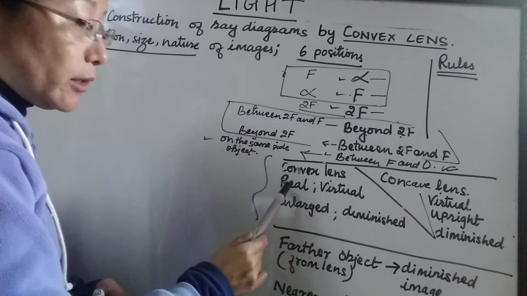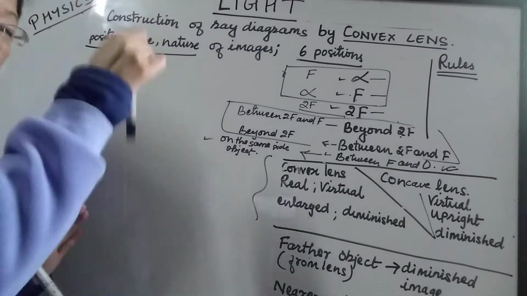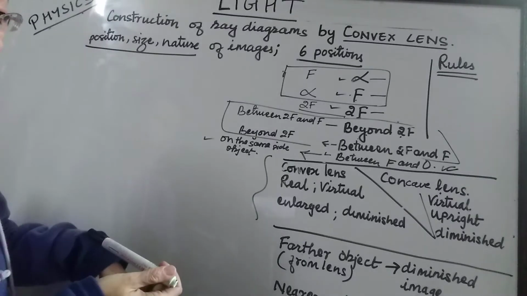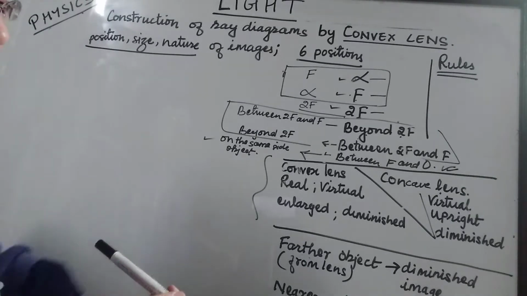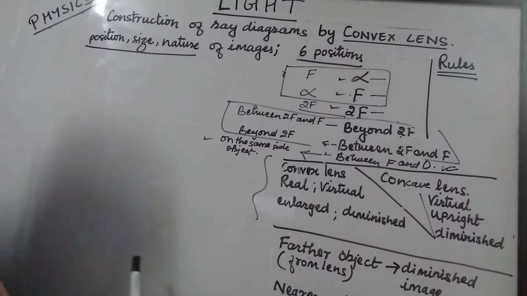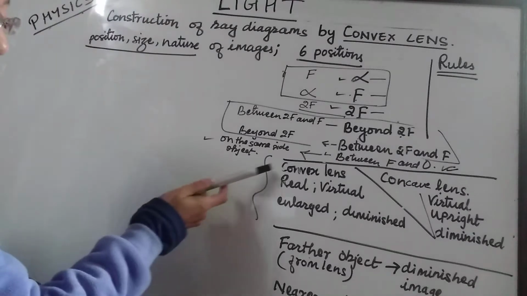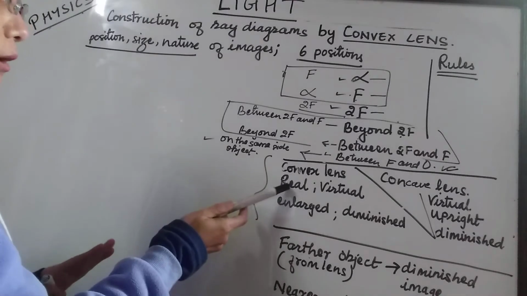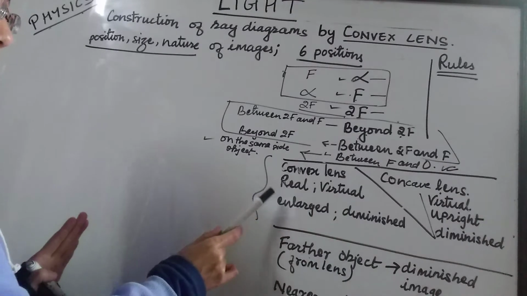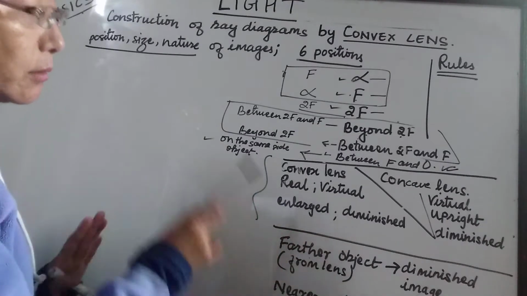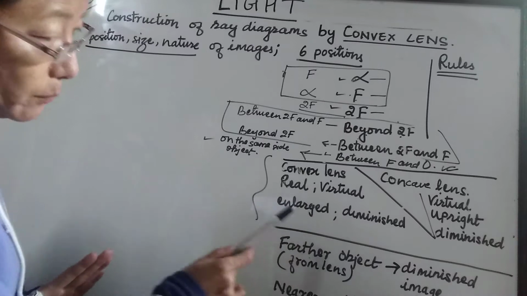Whereas for a convex lens, if the image is real, it is always inverted. Again, real is always inverted. And it can be enlarged as well as diminished. So for a convex lens, we will see images that are real as well as virtual, bigger as well as smaller depending on the position. So we'll focus on this part now.